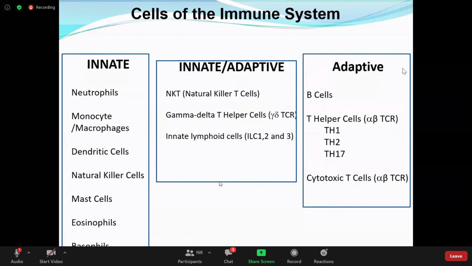We now identify particular cells which are intermediate between innate and adaptive. These include natural killer T cells, the gamma delta T cells, and this important group, the innate lymphoid cells, of which there are three major groups, ILC1, 2, and 3.